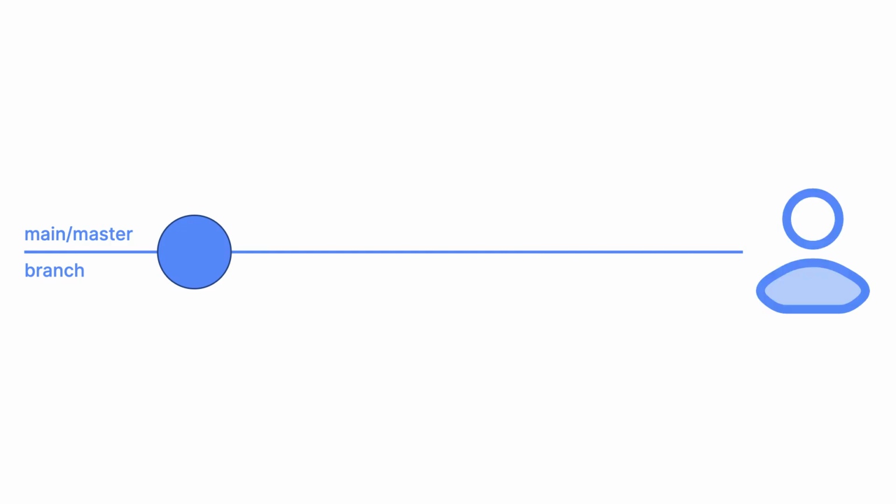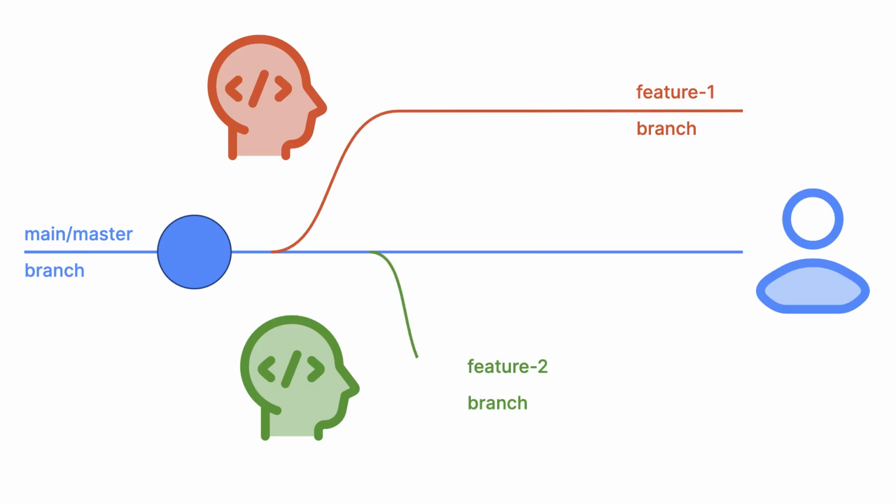First, let's sort out some core terminology. As a rule, there's one main or master branch in a project. All changes to the code, or commits, on this branch are present in the production version of the software that is available to users. Typically, developers work on different branches to avoid getting into each other's way.